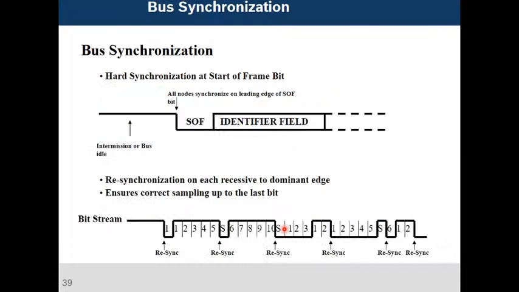Already I have mentioned the bus synchronization. It's a hard synchronization at the start-of-frame bit, and resynchronization on each recessive and dominant edge, to ensure correct sampling up to the last bit. Whenever there are continuous identical bits, there will be a resynchronization. The bit stuffing comes into the picture at that point.